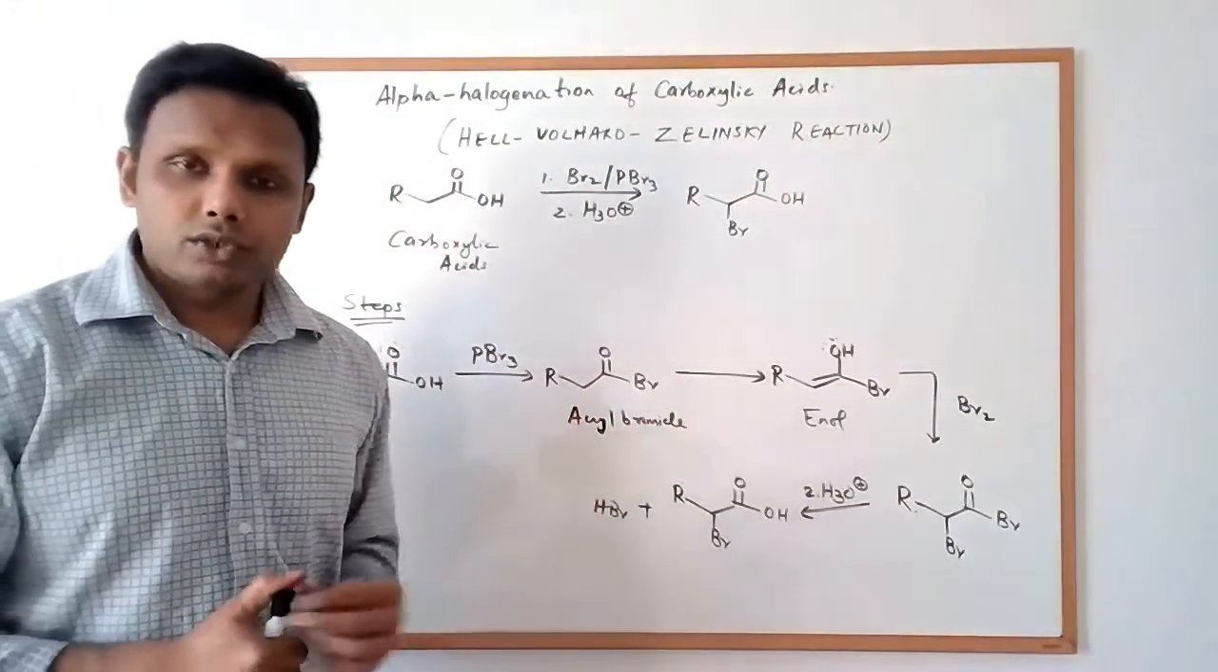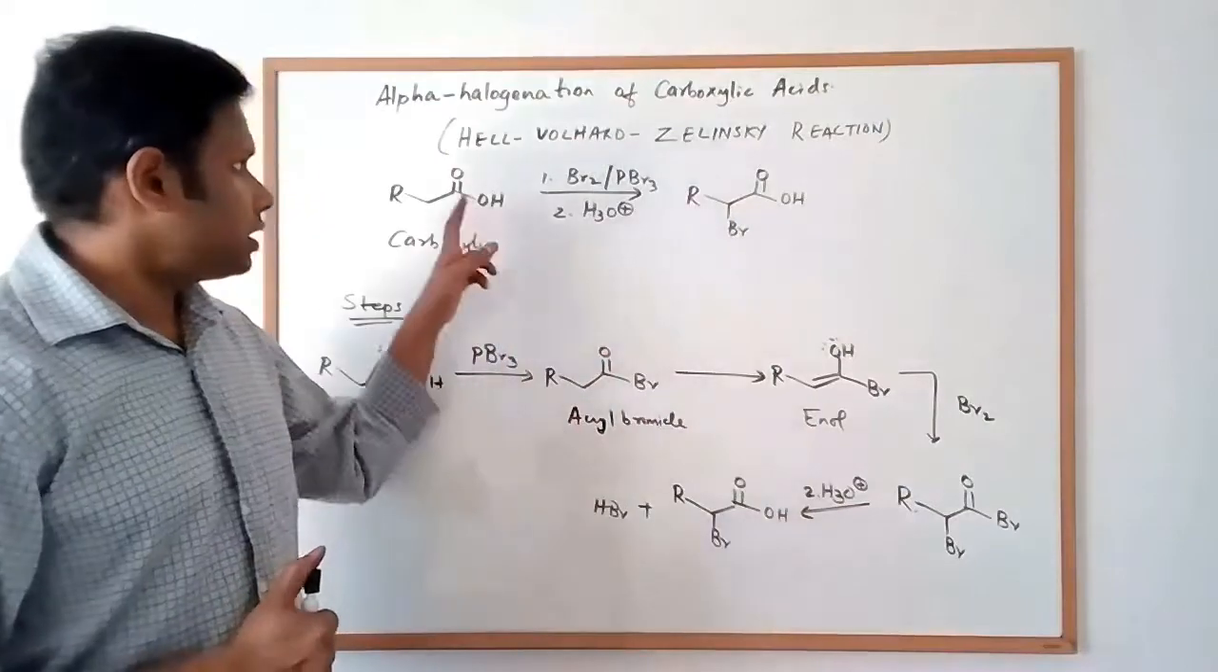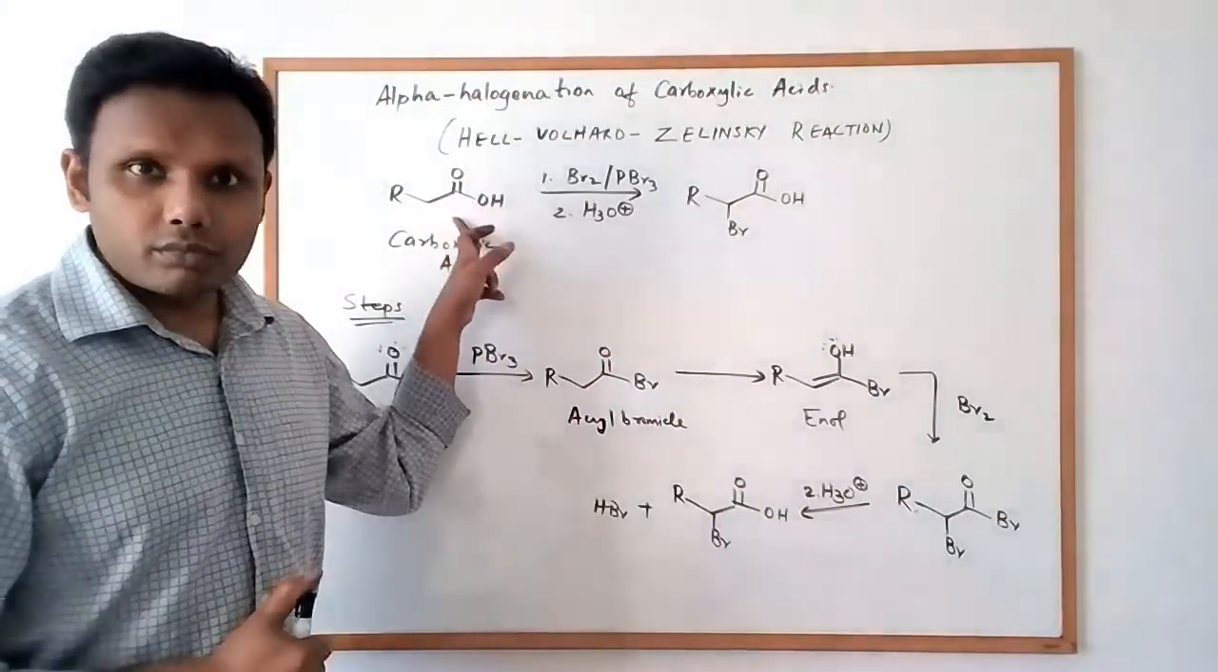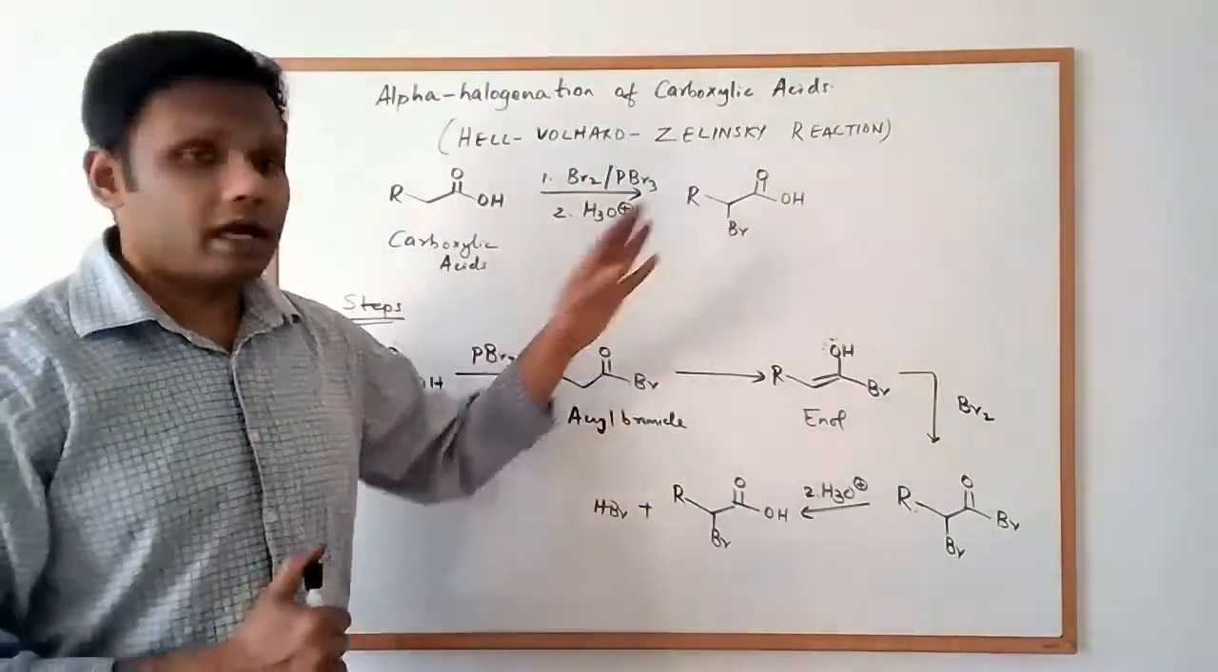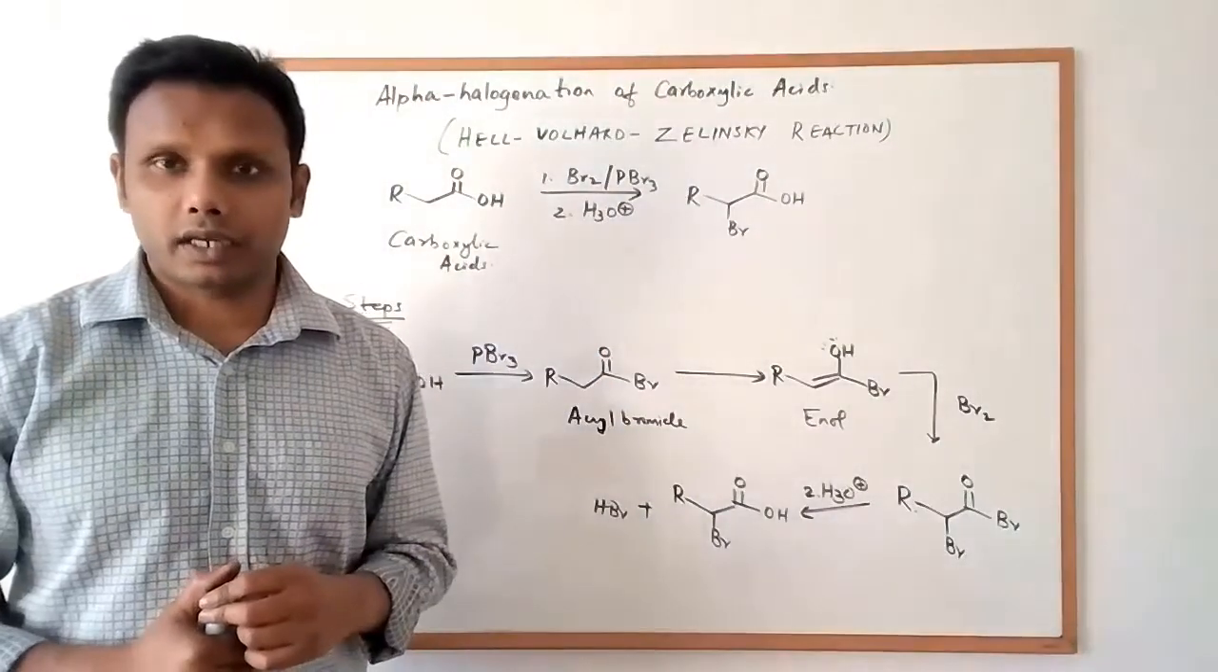I'll not be going into further details here, but it allows us to convert the carboxylic acid into the alpha-halogenated carboxylic acid.